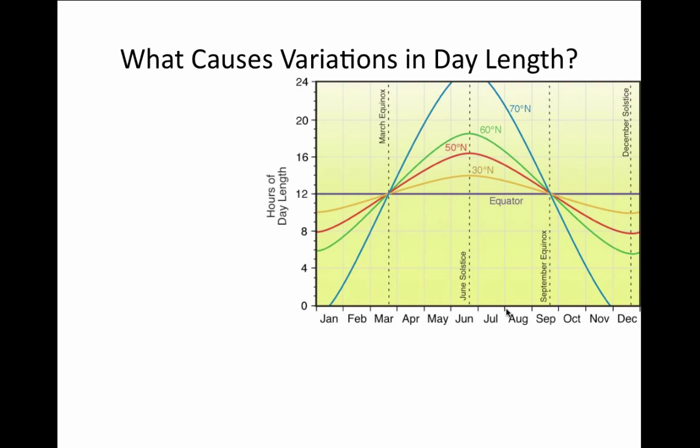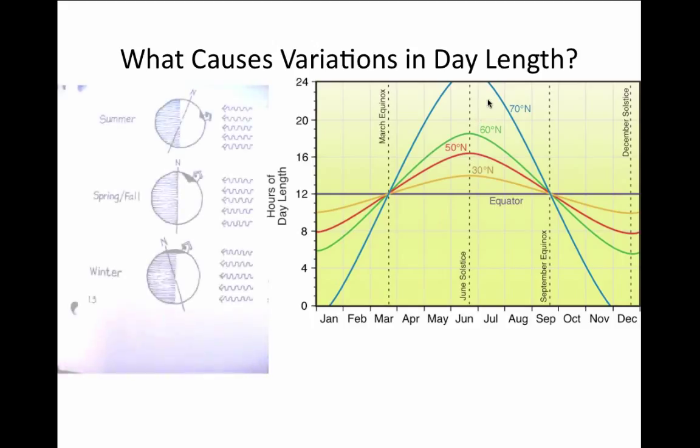So what causes variations in day length? That's the season, but why are days different lengths? You can look here, and this shows you for any given month of the year, and for different places on the Earth. This is at the equator, 30 degrees north, 50 degrees north. We're at 40, so we'd be halfway in between here. 60 degrees north is like up in Alaska. 50 degrees north is in kind of middle northern Canada. 70 degrees north is way, way up there.